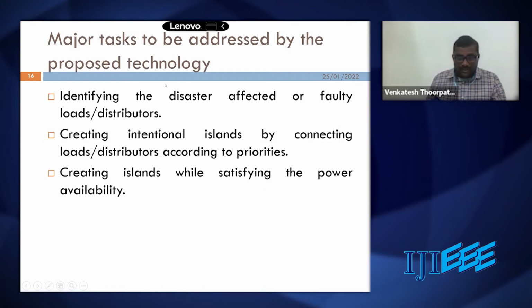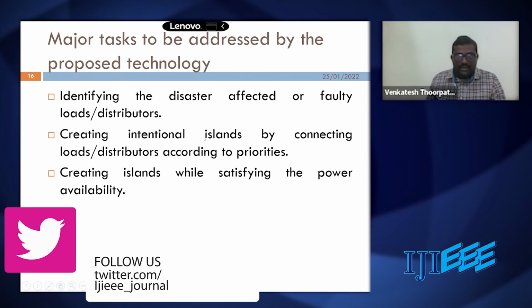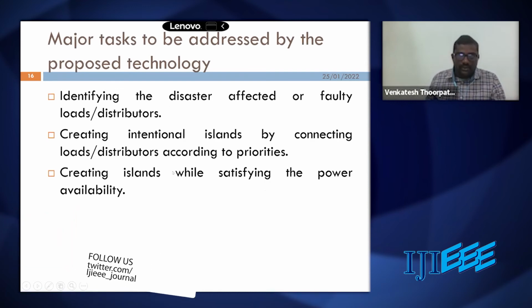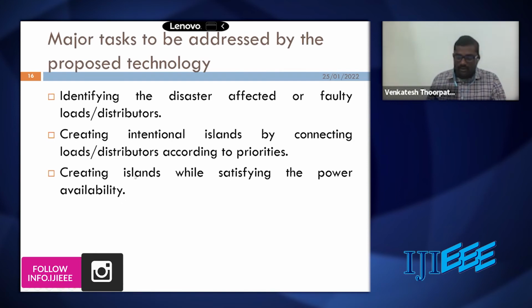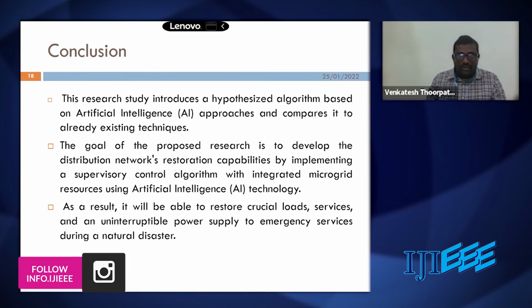My proposal gives the identification of disaster-affected or faulty loads or distributors; the faulty loads will be detected by my proposed algorithm, which creates intentional islands by connecting loads according to priority levels, while satisfying power availability. These are some of the natural disasters and outages. And here I am going to conclude.